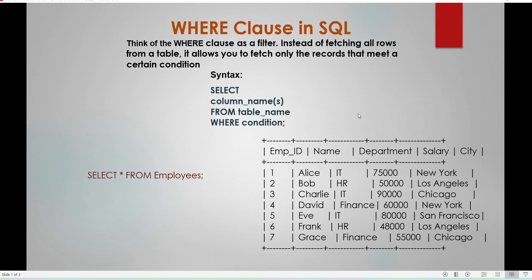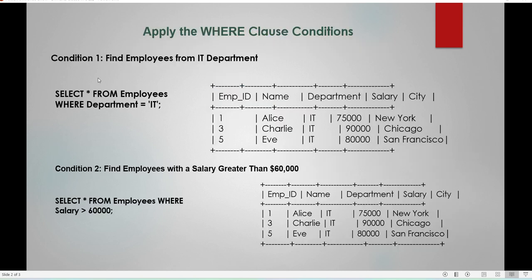So here we write some conditions. First, find employees from the IT department, means where the department is IT, we fetch that data. This is the query: SELECT * FROM employees WHERE department = 'IT'. You have to give the condition like this. You'll see only the rows where the department is IT.